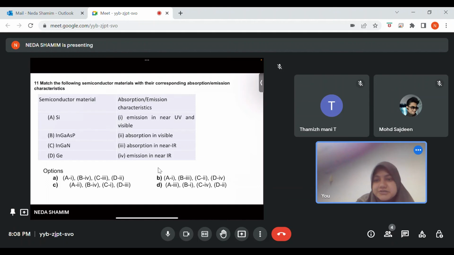This is an interesting question. I will leave it to you guys to match the following. Silicon goes to which characteristic? Absorption and emission. Where will silicon go? Absorption in visible or absorption in near IR? Okay, let's do the easier one. Indium gallium arsenide phosphide. These are all used in LED. Emission in near UV and visible, or emission in near IR?